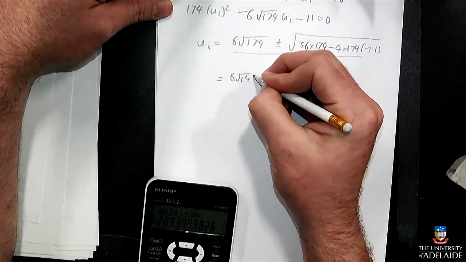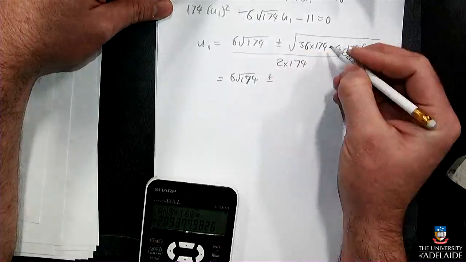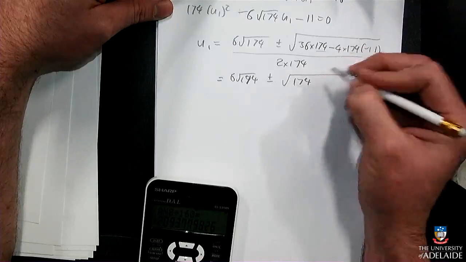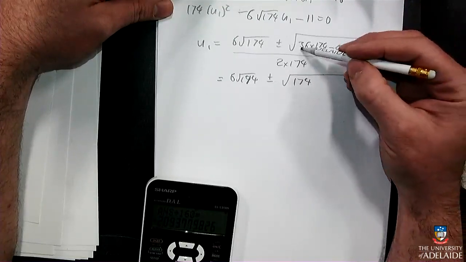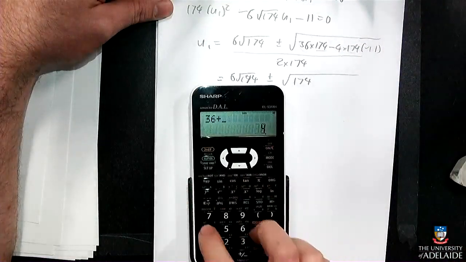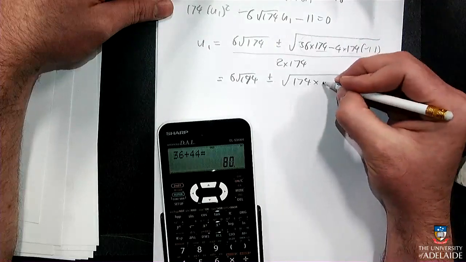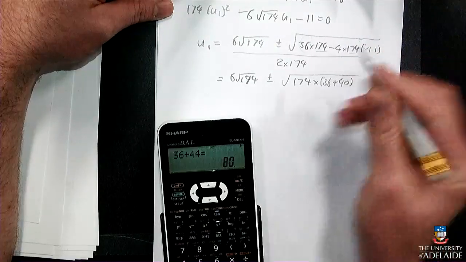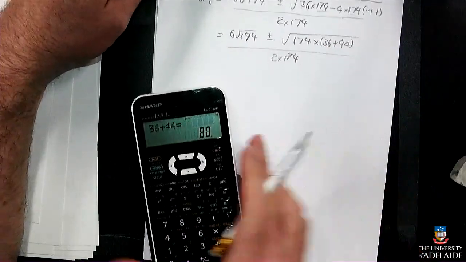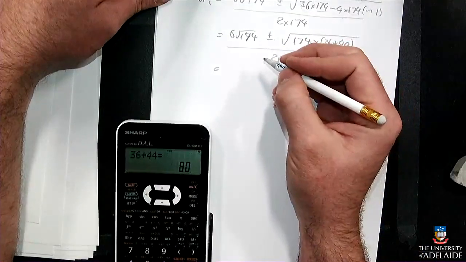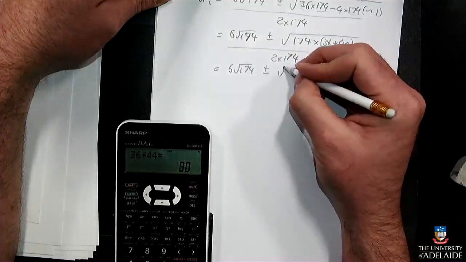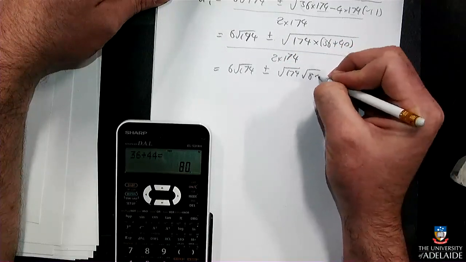6 root 174 plus or minus, and both of these have a root 174 in them, so I'll pull that out. And then what I have left is a 36 plus a 44, which is 80. But I'm just going to put that in explicitly. Which is 6 root 174 plus or minus root 174 times root 80.